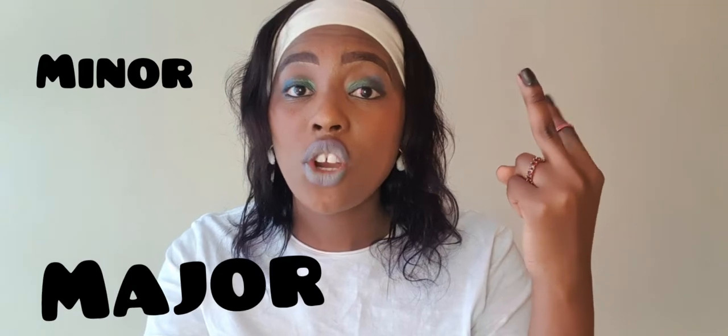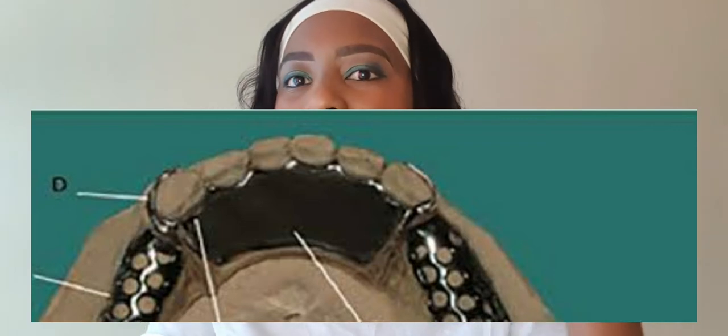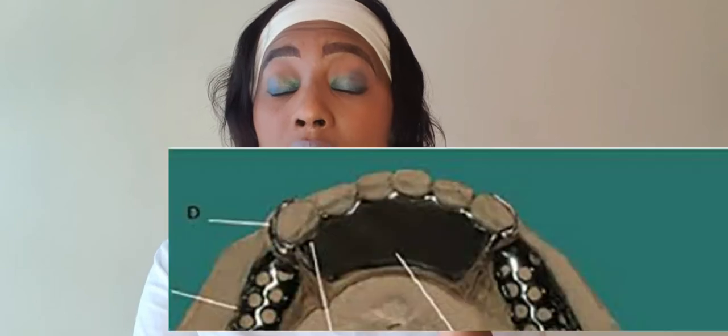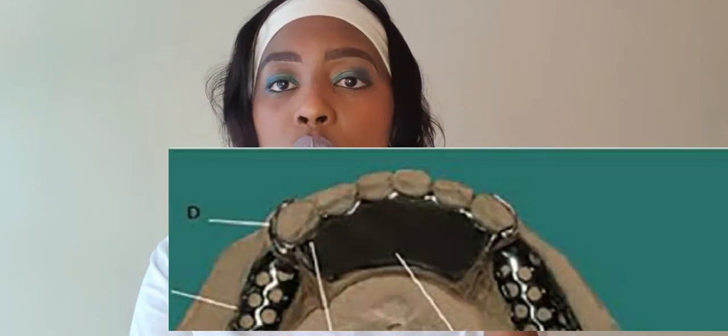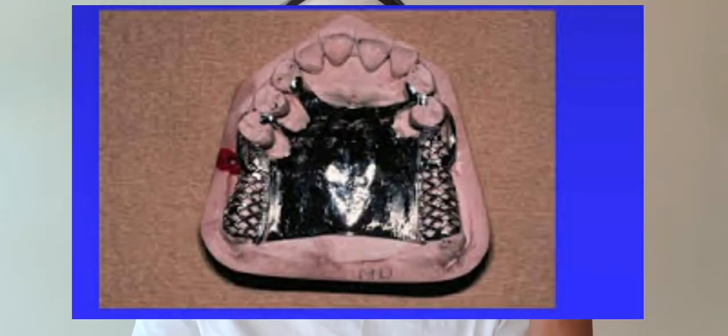We have then 2 types of connectors. We have our major connector as well as our minor connector. The major connector basically connects the one side of the arc with the other side of the arc, so basically the left side to the right side. In the mandible, the most common type of major connector would be a lingual bar, ne? And then in the palate, it would be a palatal bar or a palatal strap, or a strap. Yeah, that's the word I was looking for. So that's basically our major connectors.